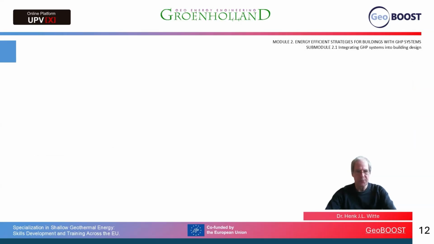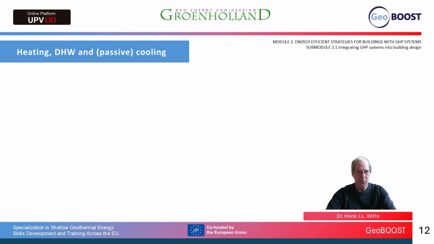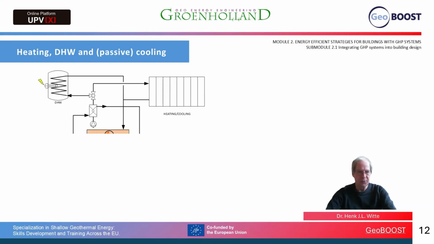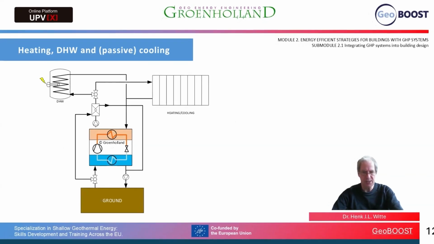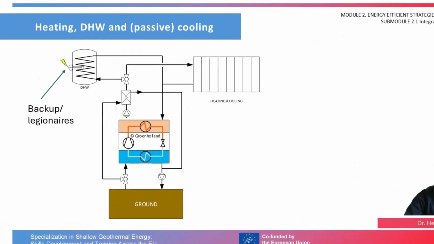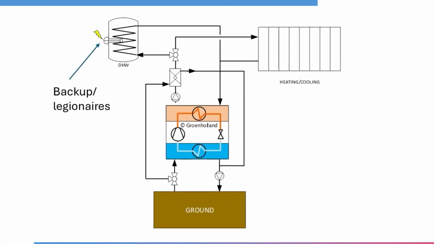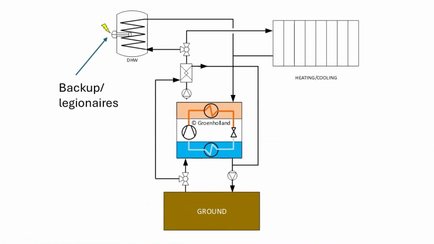So the first example is very simple. We have a heat pump system coupled to the ground, either open or closed loop. We have a domestic hot water tank where we generate heat for the domestic hot water supply, and we have a fairly simple underfloor heating cooling system. The domestic hot water tank can have a backup electrical heater, also used for increasing the temperature for Legionnaire's disease protection.